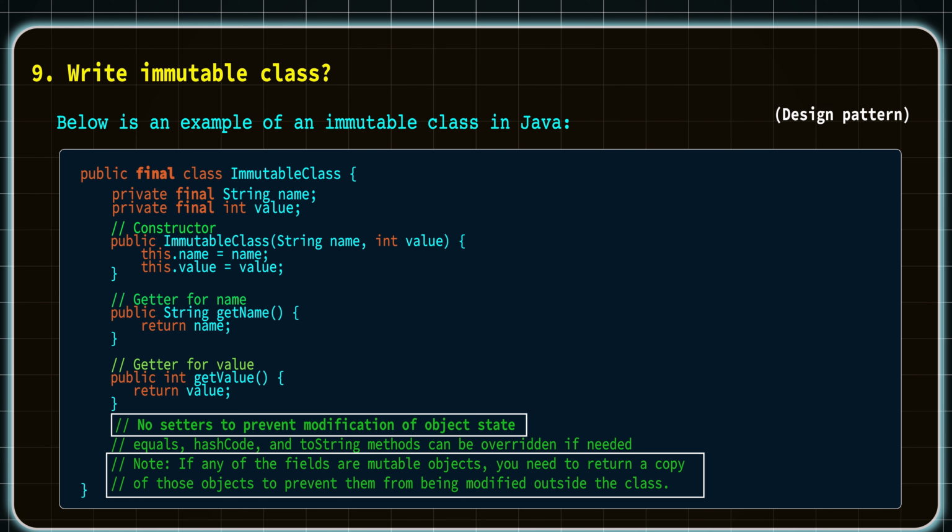And one more important note is, if any of the fields are mutable objects, you need to return a copy of those objects to prevent them from being modified outside of this class. So here, what it means is that instead of the string here, if you have any other object type, that is a custom object type in your immutable class, then every time you have to return a copy of that object so that the original object content cannot be modified.